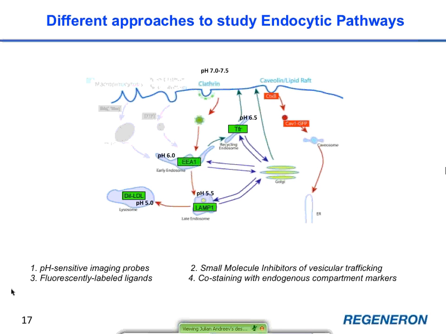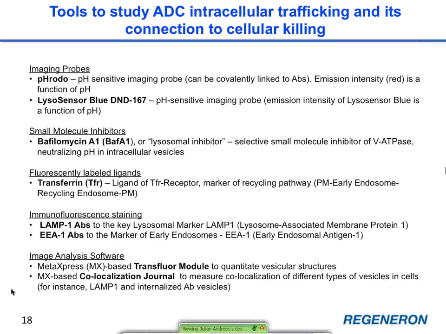The cellular vesicles, especially lysosomes, have considerably lower pH than outside the cell, and that allows us to use pH-sensitive probes to identify intracellular compartments. Fluorescently labeled ligands, like transferrin, will help highlight recycling pathways, and there are also antibodies recognizing compartment-specific endogenous proteins. On this slide, I listed pretty much all the tools that we use in our everyday work to study intracellular trafficking. We use, as I said, pH-sensitive probes like pHrodo. pHrodo can be conjugated to antibodies, and we also like other pH-sensitive markers, like LysoSensor Blue.